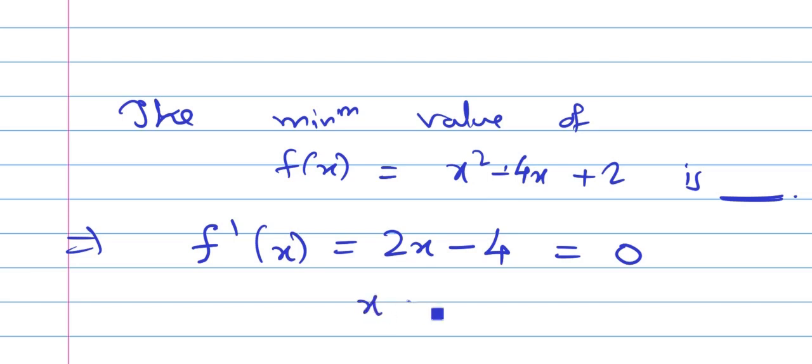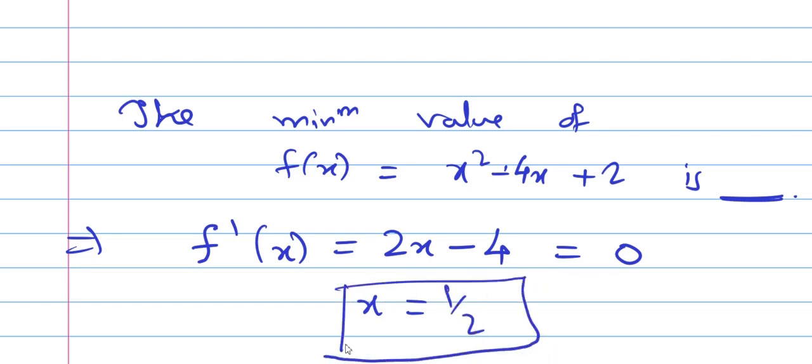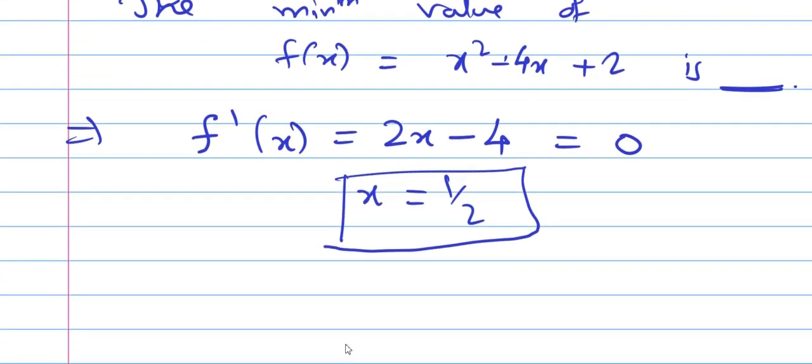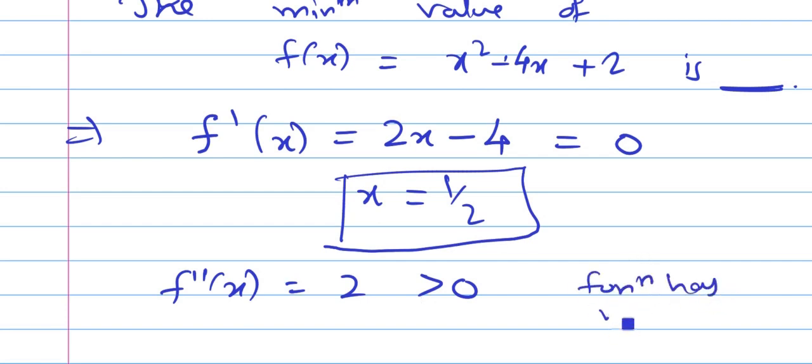So what is the stationary point? 2x minus 4 equal to 0, 2x equal to 4, so x equal to 2. So this is the stationary point. Now calculate f double dash x. The derivative of 2x minus 4 is 2, which is greater than 0. Greater than 0 means the function has a minimum value at the stationary point.